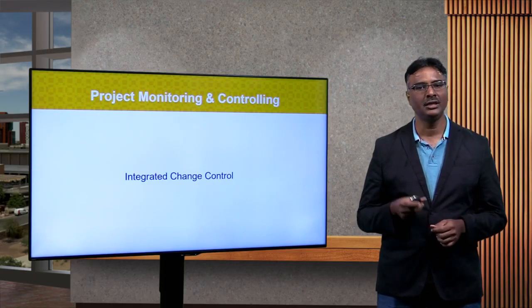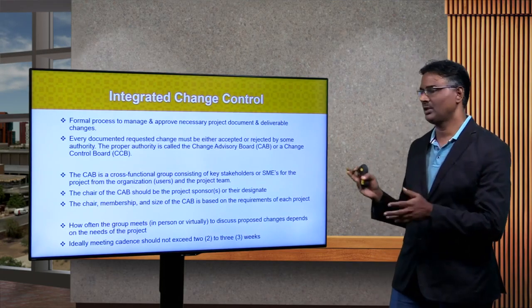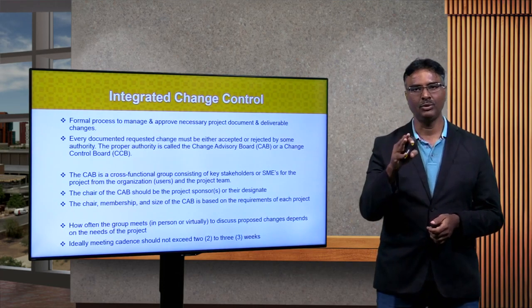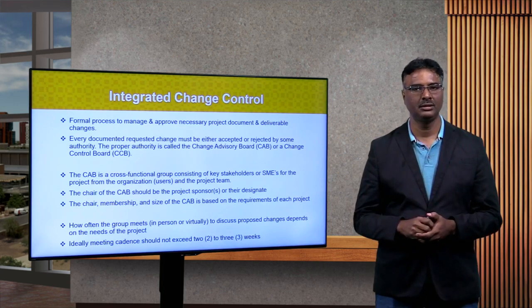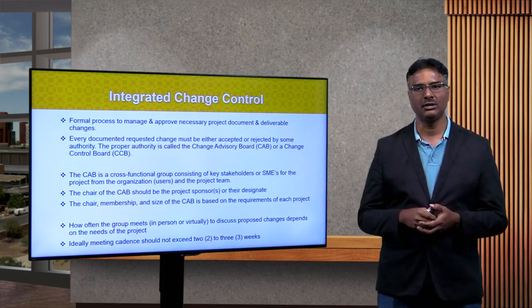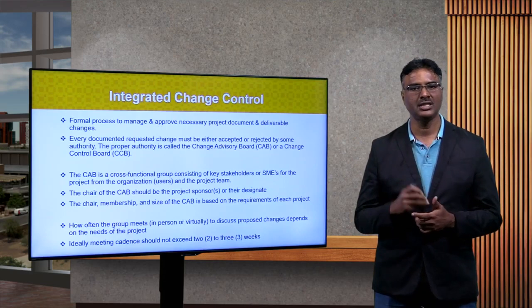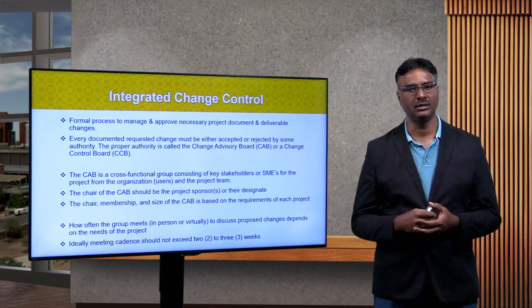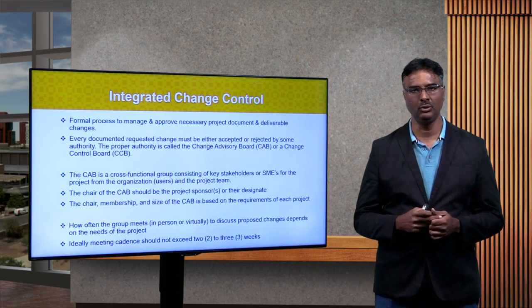So what if we put in a process to handle the changes? Such a process is called integrated change control. Now this is a formal process we are going to put in for the project in order to manage and approve what changes can go into your project. You usually form a group, a forum, which is called a Change Advisory Board, CAB, or a Change Control Board, CCB. So different organizations use different terminologies, but CAB and CCB are the most common terms that are used.